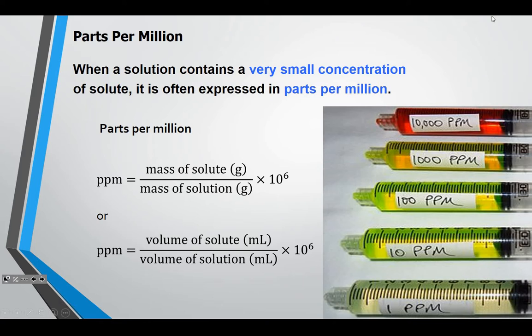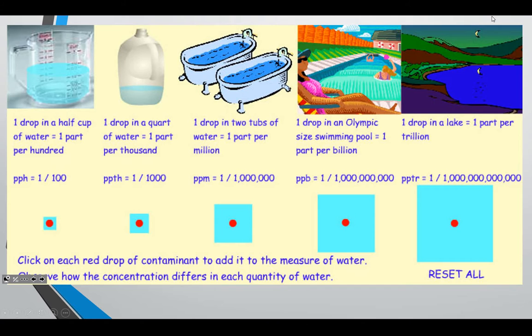They use parts per million a lot with air quality and water quality, because we don't want very much lead in our water. We don't want contaminations like that. The same thing is on this next page, but it breaks it down a little bit more into other things that you might need to know.